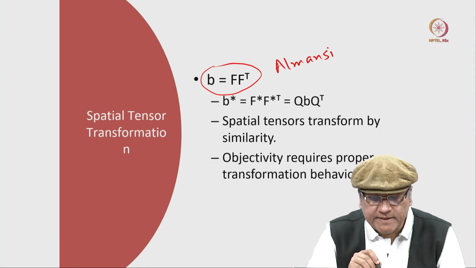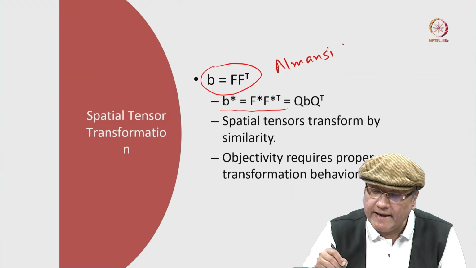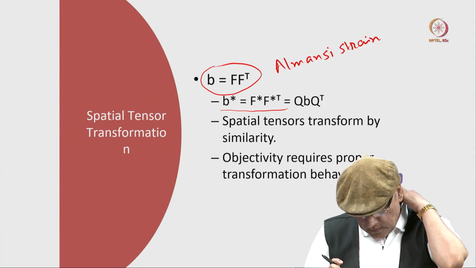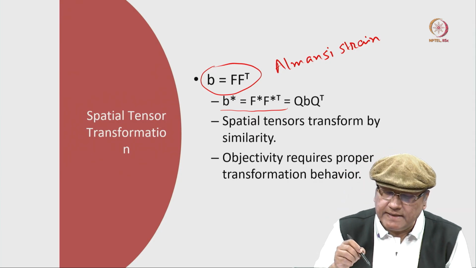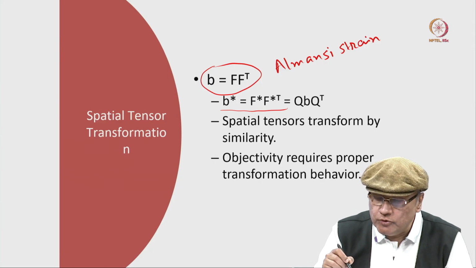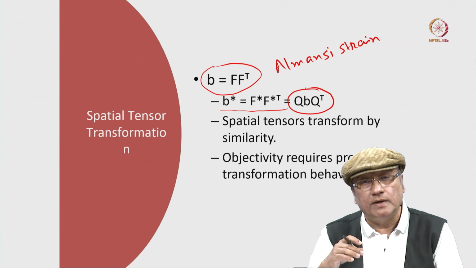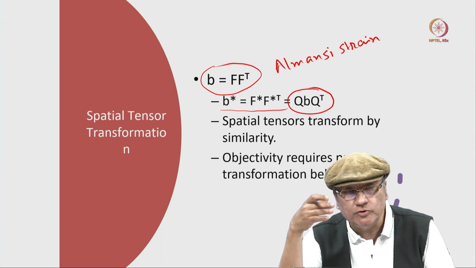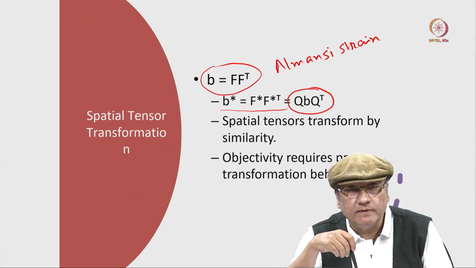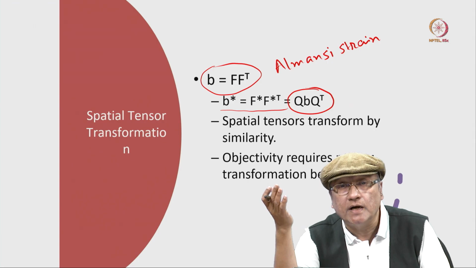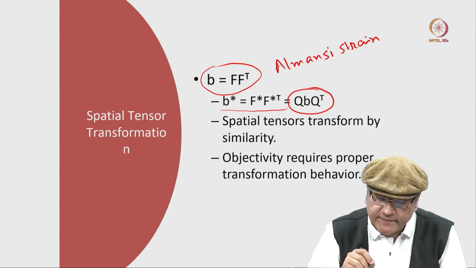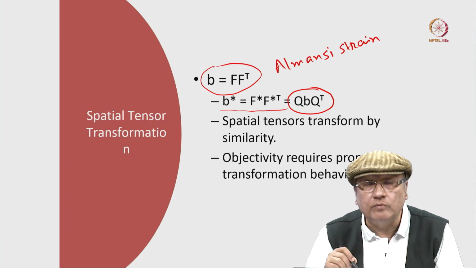Now, let us understand what B star is. This is called the Almansi strain, right. You can easily put F star equal to QF here to show that B star is QB Q transpose. Those of you who are familiar with linear algebra, which you should be before taking this course, know that this is one of those similarity transformations we come across in linear algebra, right. So that is what I have said here, the spatial tensors transform by similarity.